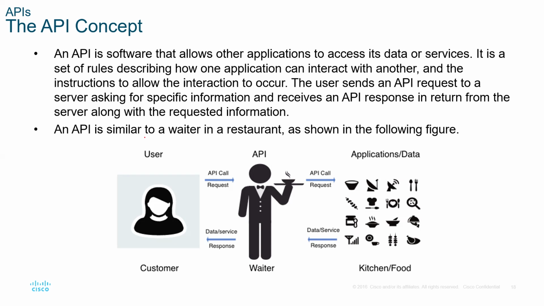API concept. By definition, an API is a software that allows other applications to access its data or services. A set of rules describing how one application can interact with another and the instructions to allow the interaction to occur. The user sends an API request to a server asking for specific information and receives an API response in return from the server along with the requested information.